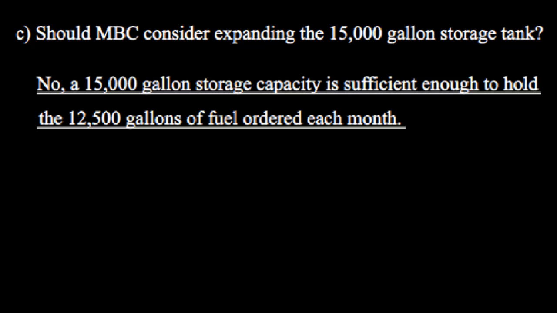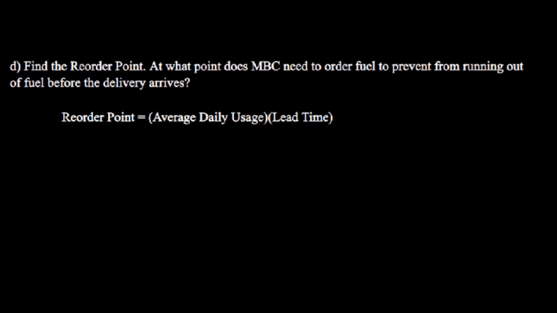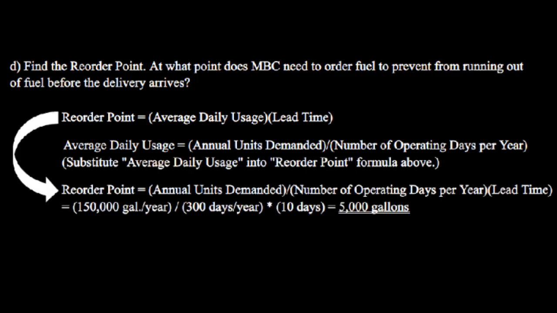Now that the bus company knows to order 12,500 gallons every month, at what point should the next order be placed to prevent from running out of fuel? The reorder point equals the average daily usage times the lead time. Think of the lead time as the time it takes for the fuel to arrive. The average daily usage is the total annual usage divided by the number of operating days per year. The buses are only running for 300 days out of the year. During that time, they use 150,000 gallons.